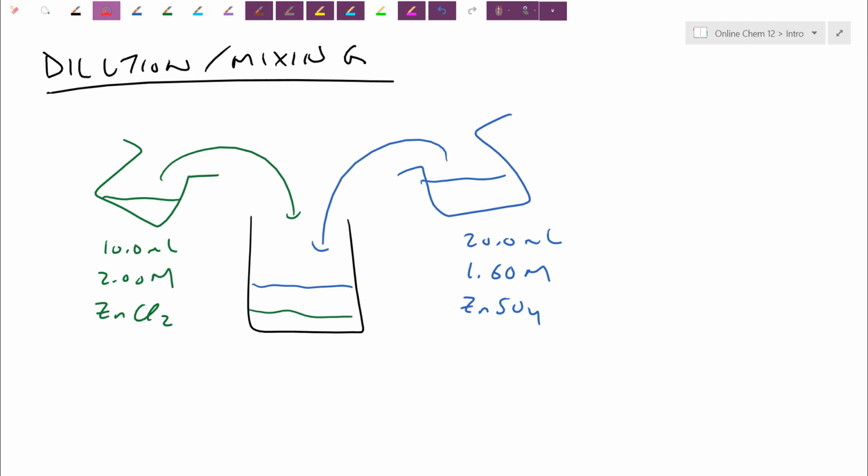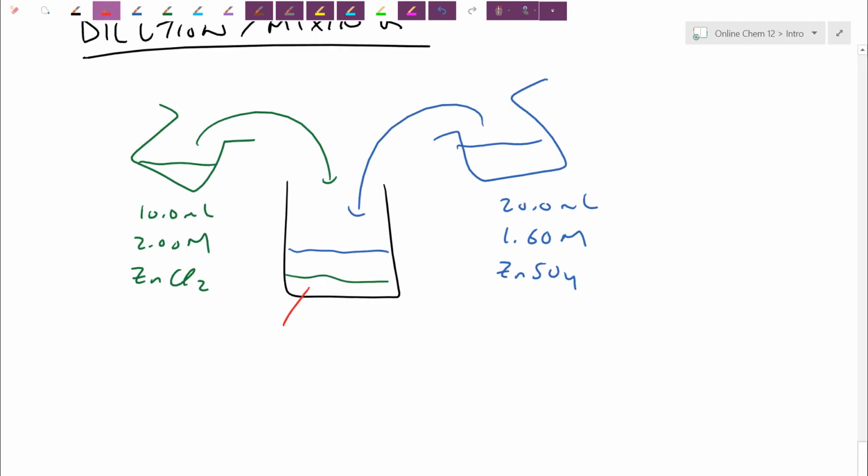Let's start off with the easy question. What's the total volume going to be? Well, the total volume, because I mixed in 10 and 20, is now going to be 30. So basically all the swimmers, all the zinc chloride in here, all end up swimming in a bigger pool. All the swimmers on the other side, let's draw them as triangles here, all those triangles end up swimming around as well.